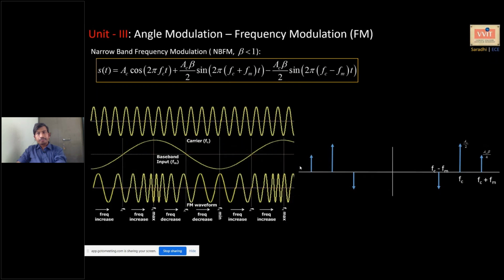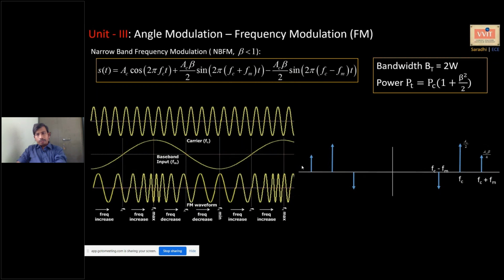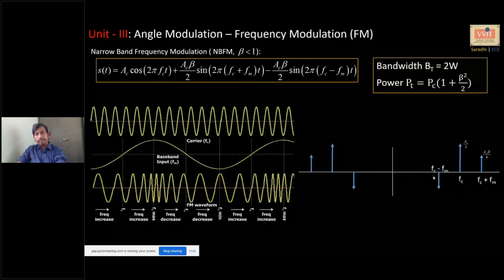Now if you want to transmit this narrowband FM, you have to transmit this spectrum, and this spectrum occupies from fc minus fm to fc plus fm, which means it is twice the bandwidth of the message signal. So the transmission bandwidth of narrowband FM is 2W.